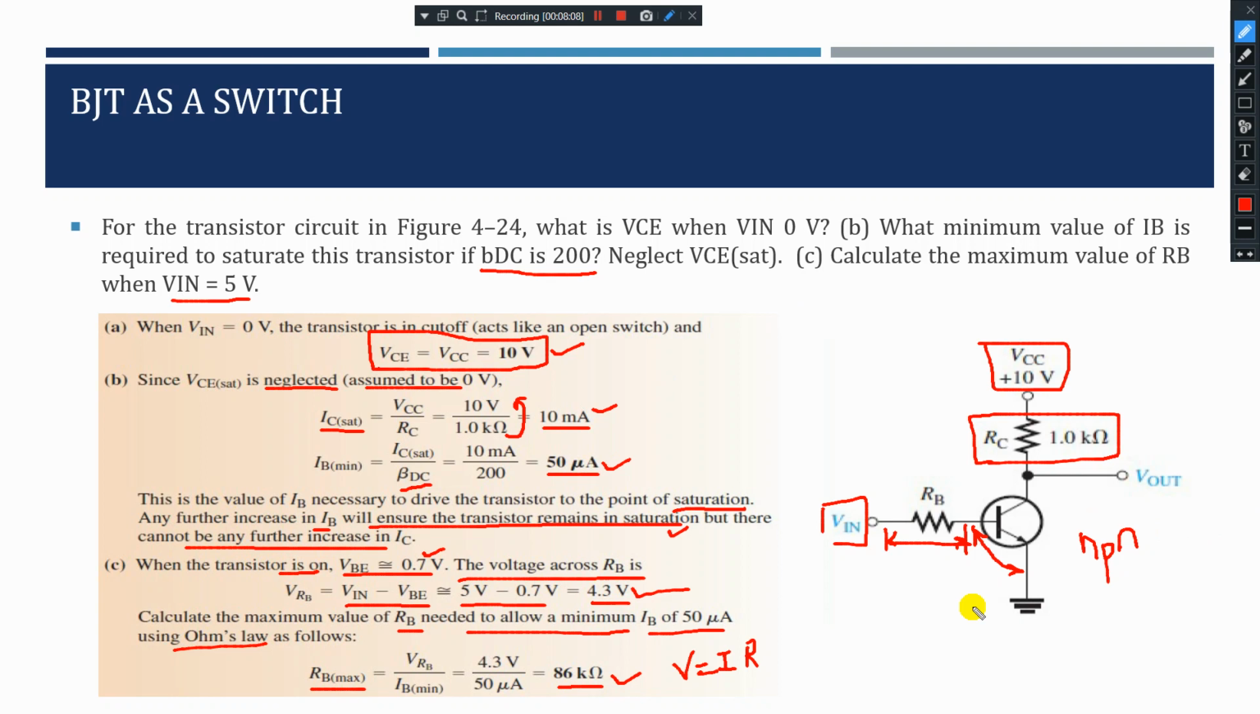So this is how you are going to solve for the transistor to be in saturation region or on condition. Hope you understand.